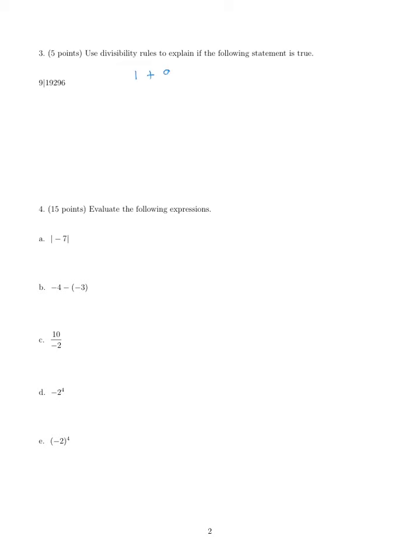So 1 plus 9 plus 2 plus 9 plus 6. What does that equal? Well, this is 10, 12, 21, 27. Does 9 divide 27? And the answer to this is yes, it goes in 3 times. Therefore, this is true. I don't know how many times it goes in, but 9 certainly divides 19,296, and we used this rule to justify it.